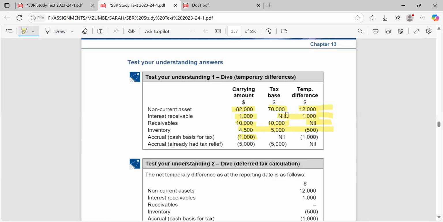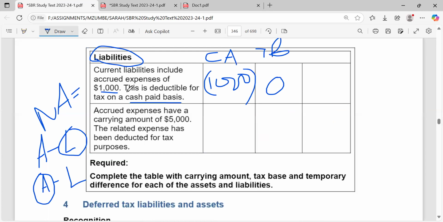So you just take the difference there and you would have negative 1,000. And if you follow this approach, any negative sign here would mean the presence of deferred tax asset, while any positive sign would give the sign of deferred tax liability. So we'd have a deferred tax asset here, right? Okay, let's go to the final point.